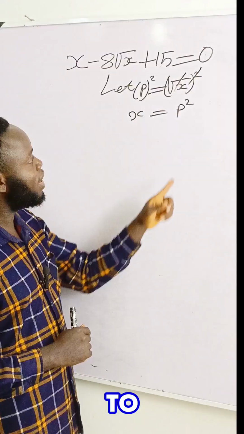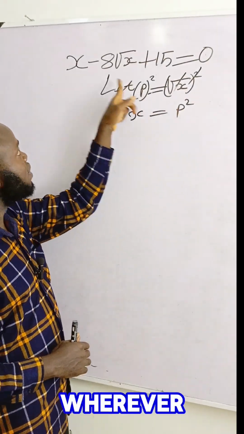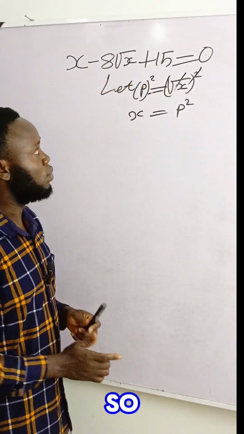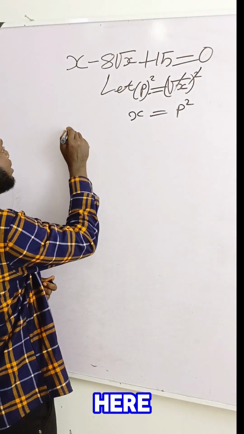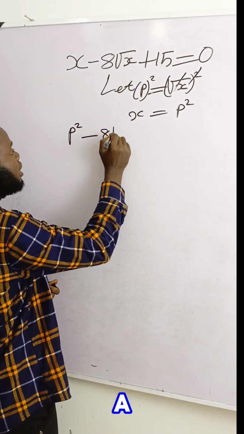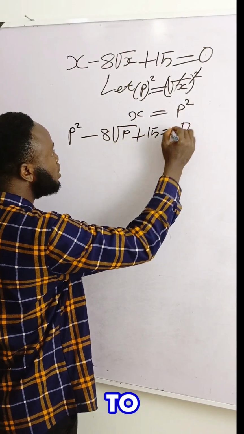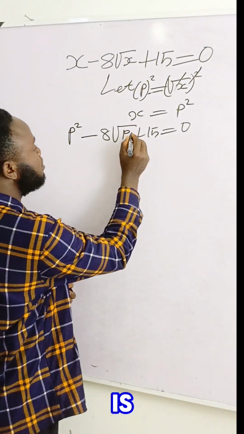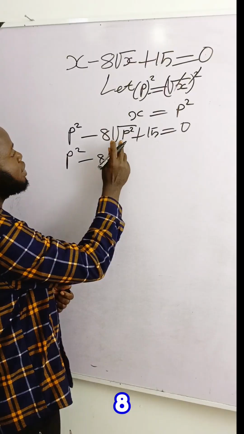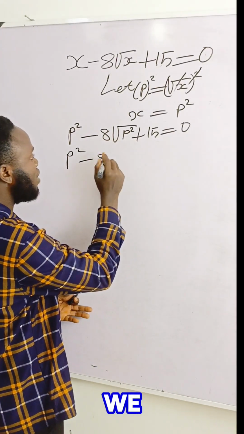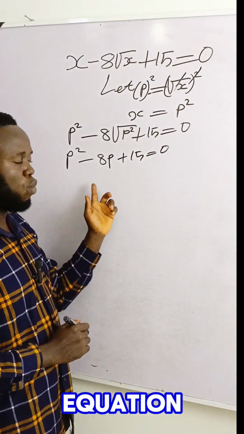So then what we are going to do to find the value of p, so that we can quickly say that x is something, is putting the value of p squared wherever we see x here. So this x is no longer x, but p squared. I'll write here p squared minus 8 square root of p plus 15 is equal to 0. This is p squared. Then p squared minus 8 square root of p squared is p. So what we have here is p plus 15 is equal to 0. Then I have a quadratic equation.